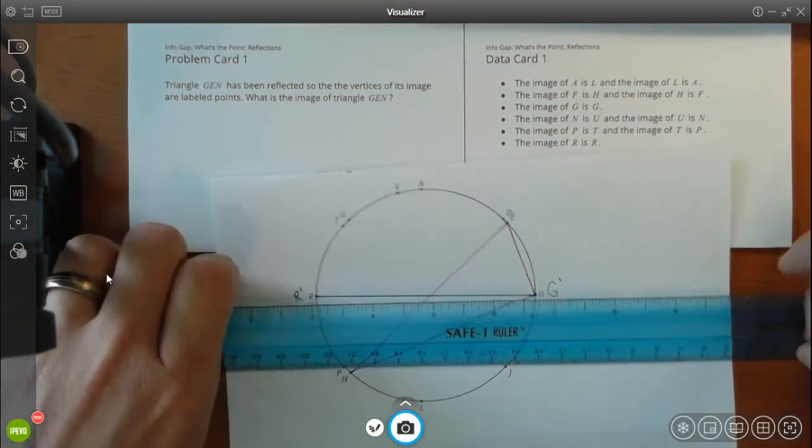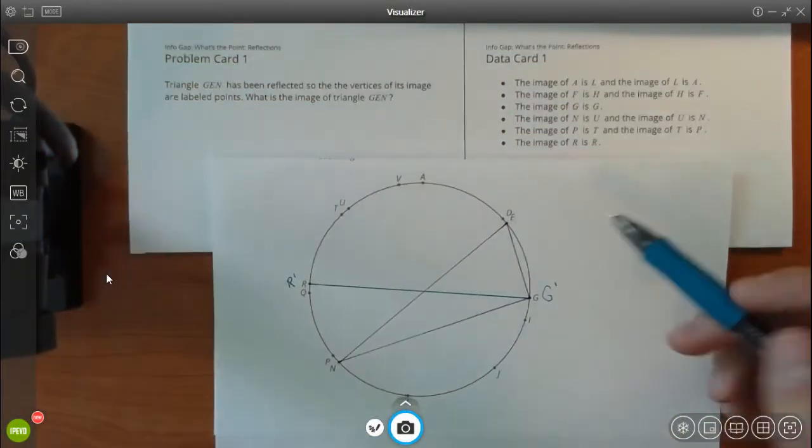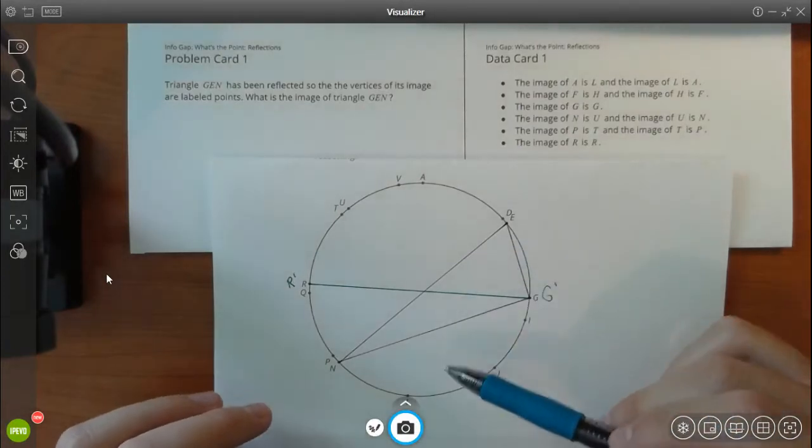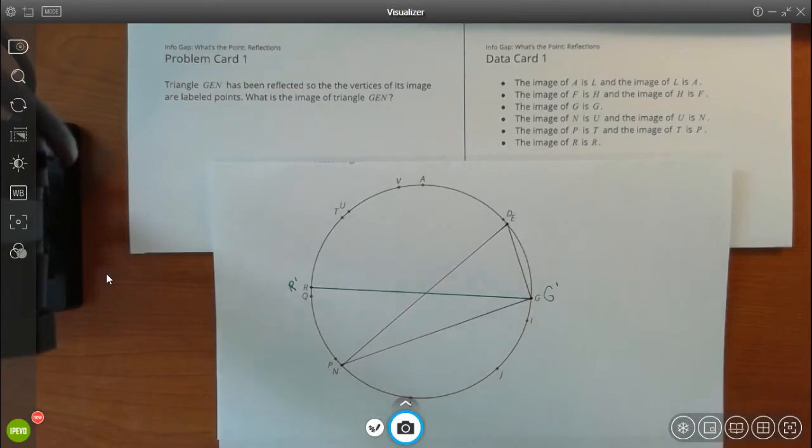So essentially what's going to end up happening is that I'm going to have my purple triangle reflect over that blue line that I know here. So I know that G and R are not going to move anywhere. Now I need to figure out what the images of E and N are going to be.